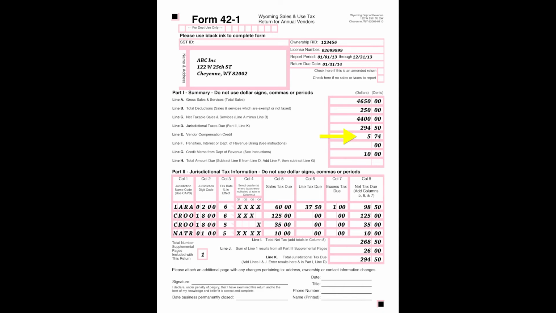You will then subtract lines E and G from line D and enter the total into line H. This will give you the total amount due to the state of Wyoming. It is incredibly important that you sign the return and complete the information to the right. The return can be rejected if it has not been signed or the math does not work out. Please be careful that you do not date the return in the area directly below the signature line unless it is your intention to close your license.